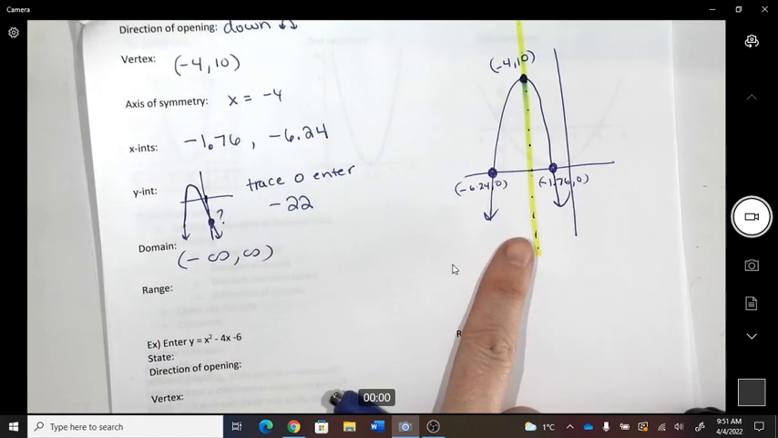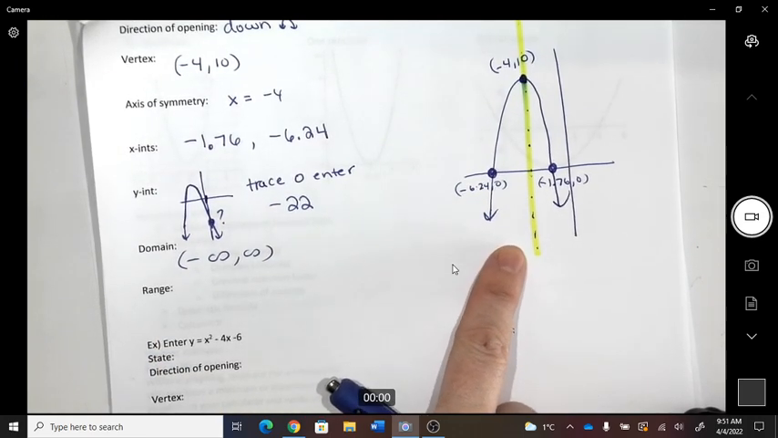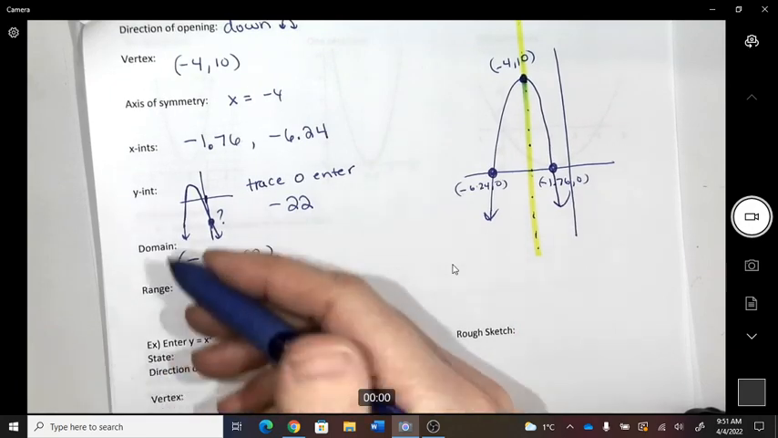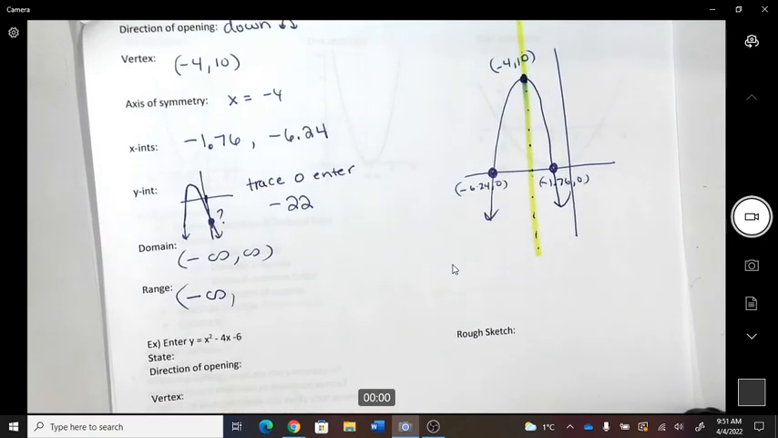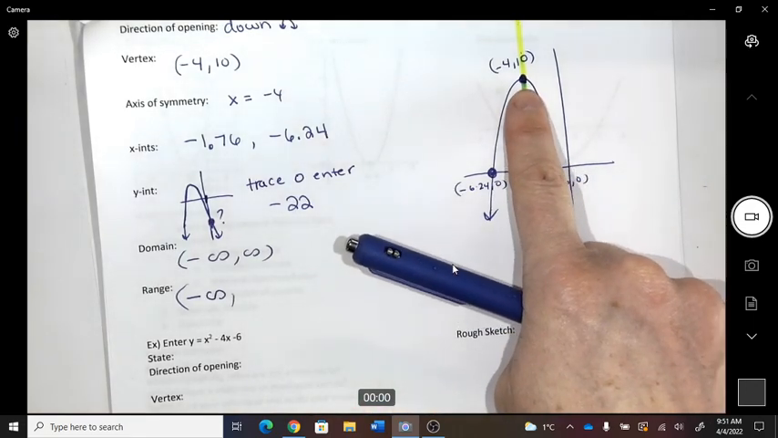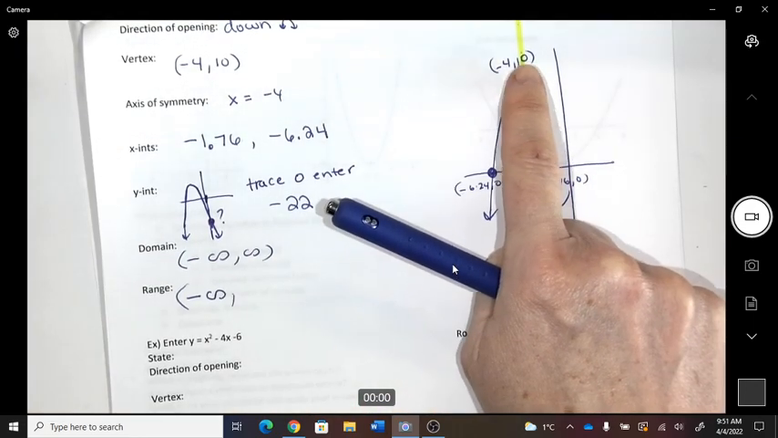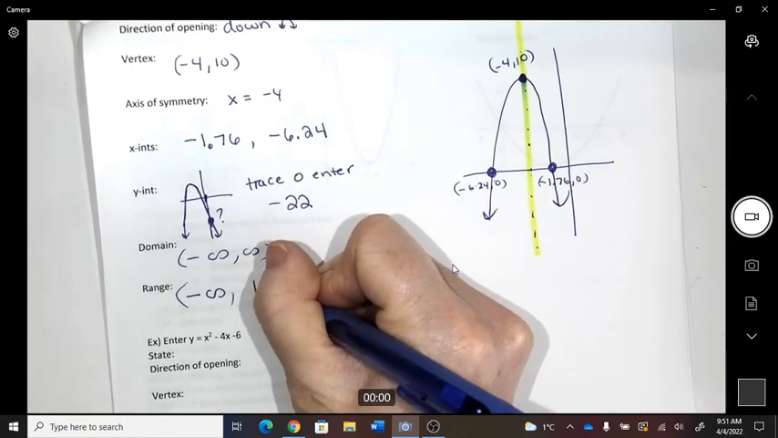Okay, next, the range. What's the lowest height? Where does this graph go on the lowest height? It goes down. So negative infinity is the lowest. What's the very, very, very highest height that it goes to? It stops at this height, which is a height of 10.